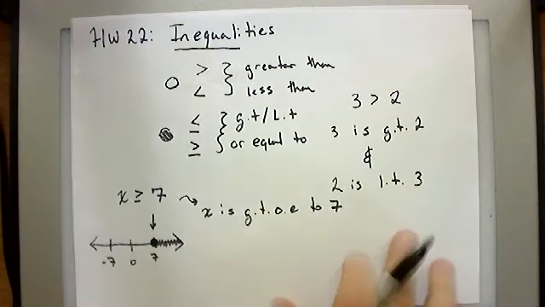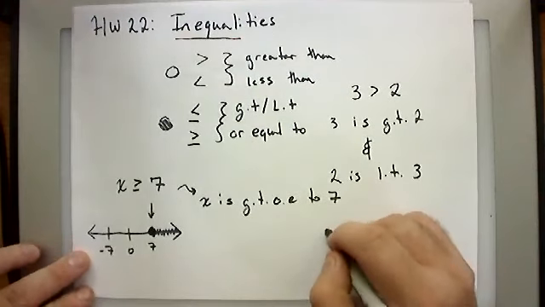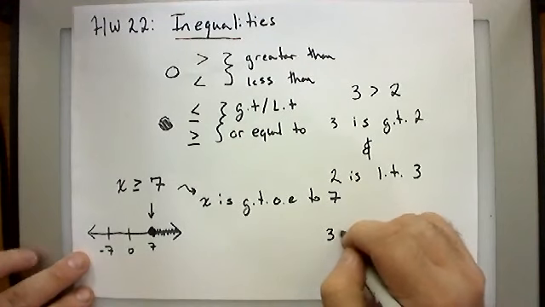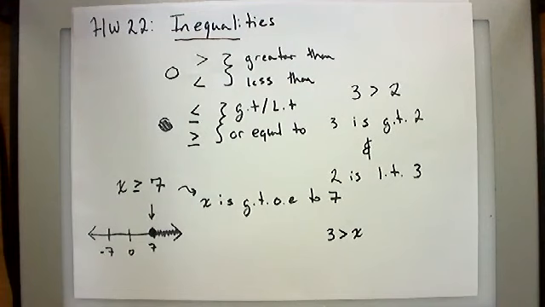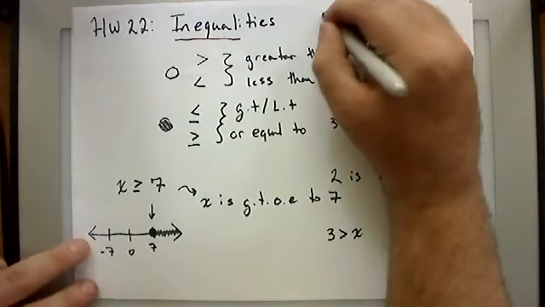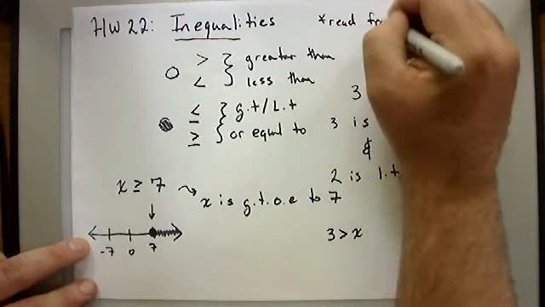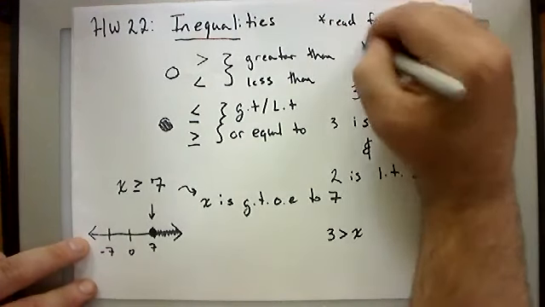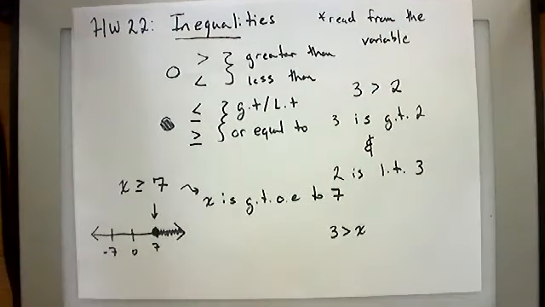Just to give you a counter example to that, and this is what I meant about reading them from the variable. Let's say it said something like this, all right? Now that does say 3 is greater than X, but like I said just a moment ago, I'm gonna go ahead and write it up here. You wanna read from the variable, because that's what we're talking about. We're asking you about X, I'm not asking you about 3. Telling me about 3 is good, but I wanna know about X.